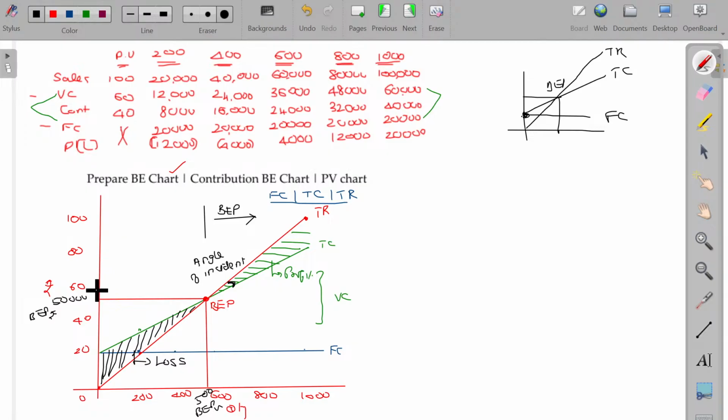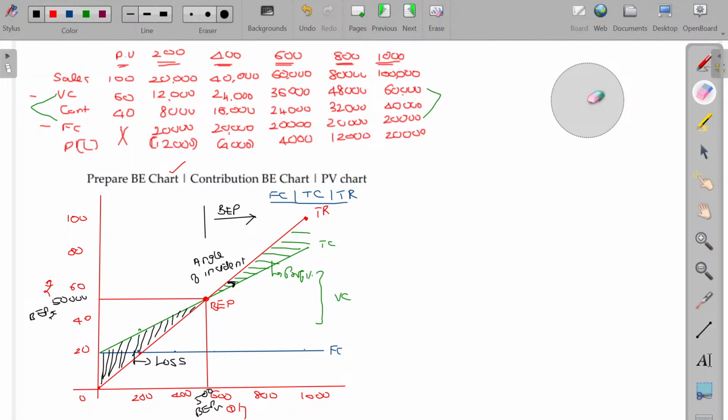So you have to understand the BEP chart here. What I have solved here is nothing but BEP chart. Okay, BEP chart. Very rarely the theory also asked in the examination. So that's why I have just solved this here. Okay. Now what happens in case of contribution chart, sir? Contribution chart. Okay.